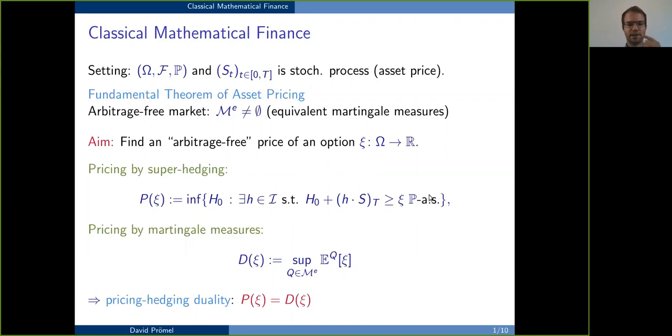And the other one is pricing by martingale measures, because we know the price has to be consistent with these martingale measures. So we define the price by martingale measures as the supremum over all martingale measures, and then we take the expected value with each of these martingale measures. And these two approaches lead to the same price as stated by the pricing-hedging duality. So the price by superhedging is equal to the price by martingale measures.